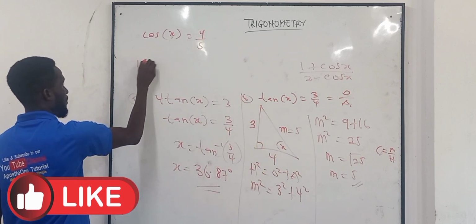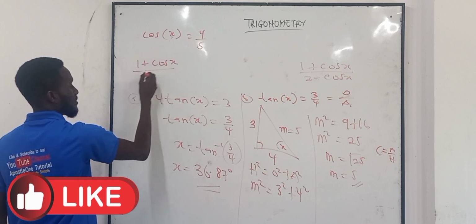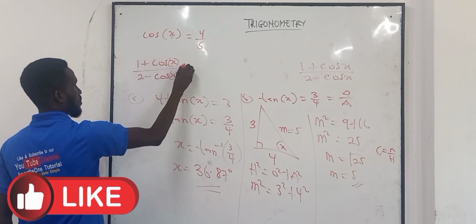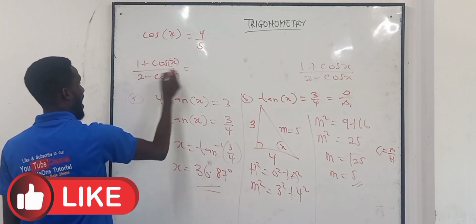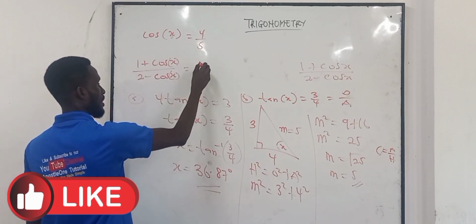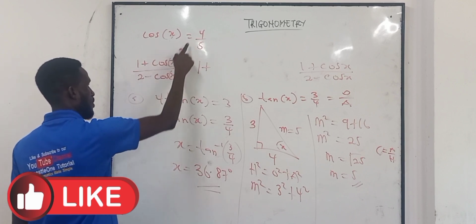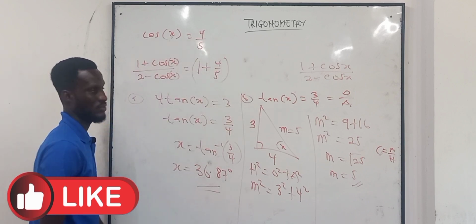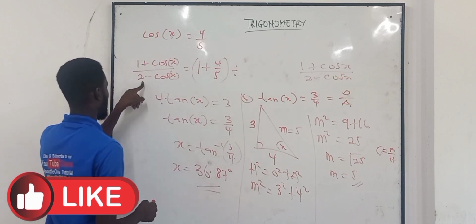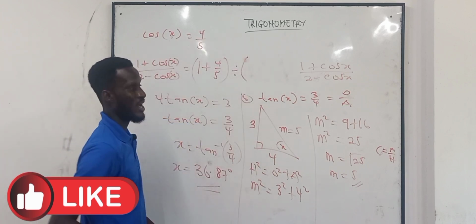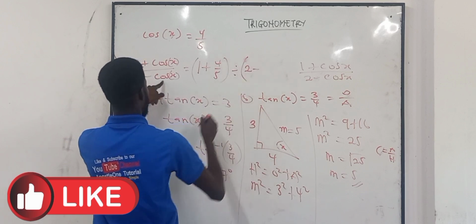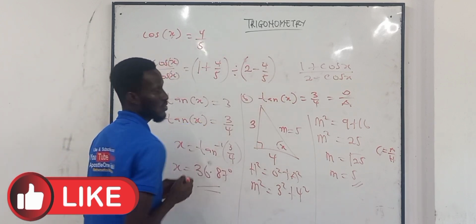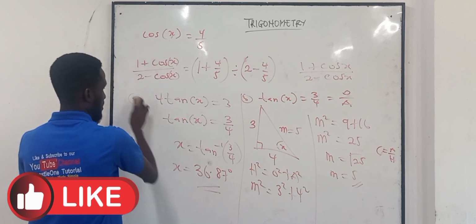We are looking for 1 plus cos x divided by 2 minus cos x. This is what we are looking for. So we have 1 plus cos x, and cos x is 4 out of 5. Now, divided by the down one, also in a bracket, we have 2 minus cos x, and cos x is 4 out of 5. Yes, just to make it simple.